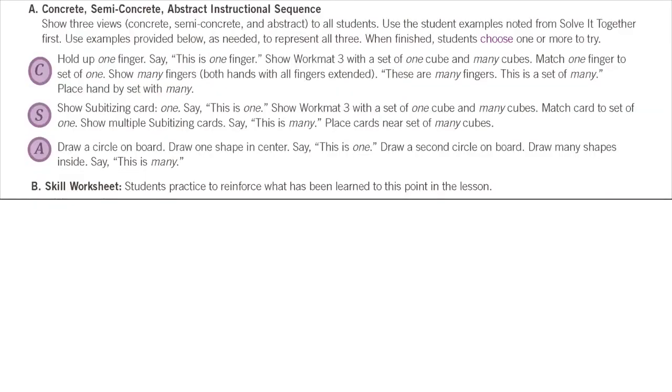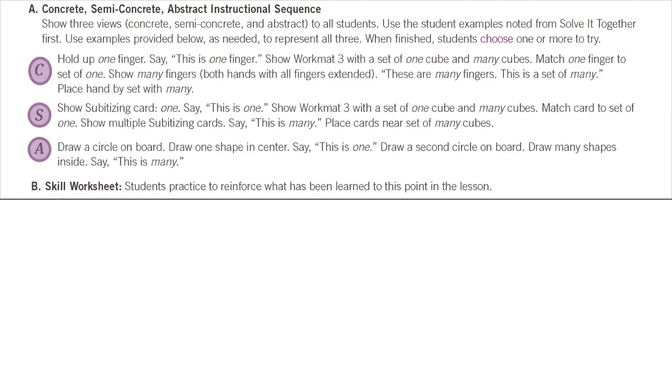Looking at the CSA, we will show 3 views, concrete, semi-concrete, and abstract, to all students, using the student examples noted from Solve It Together first. Then we will use the examples provided below as needed to represent all 3. When finished, students will choose one or more representations to try.